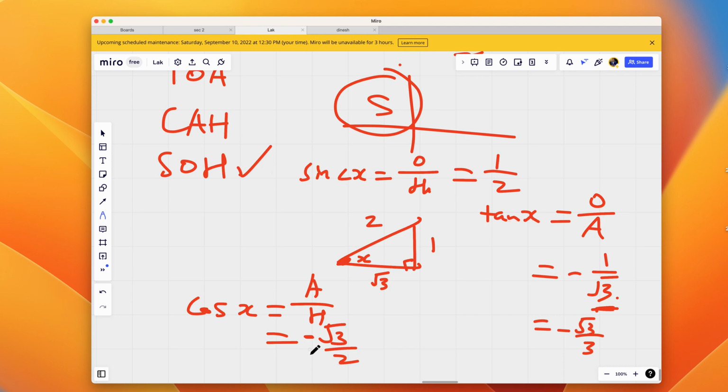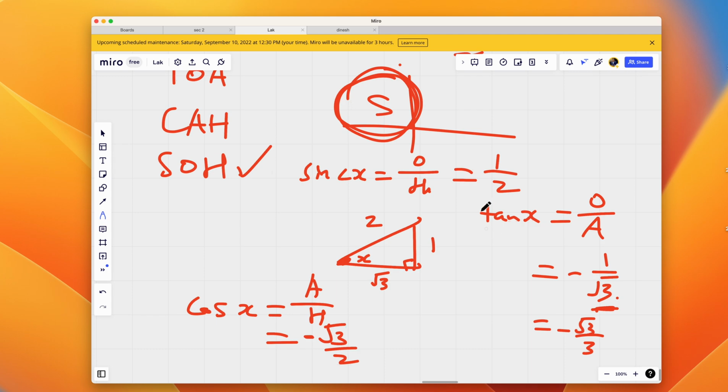You understand me? Okay. Without the range, you can't do this, because it can be this, it can be that. But once you specify the range is in the S quadrant, then these two will be negative.